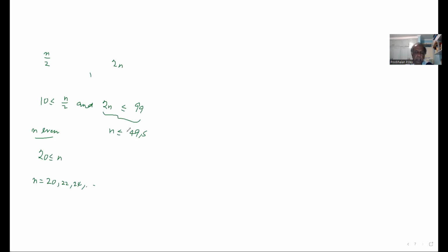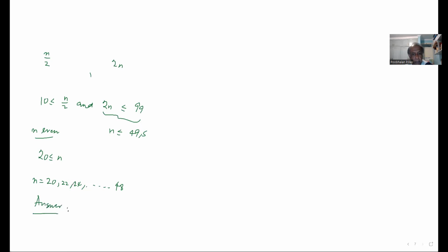So you want this number to be less than 49.5, and you want an even number. So the last even number before 49.5 is where you have to stop, because n cannot exceed this number here. The next one would have been 50. So the question is, how many such n are there? Straight away you can see it.